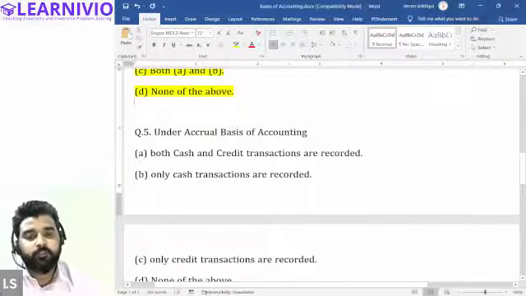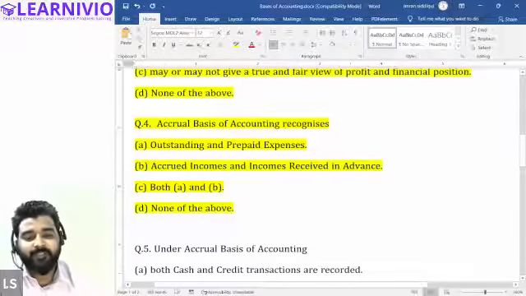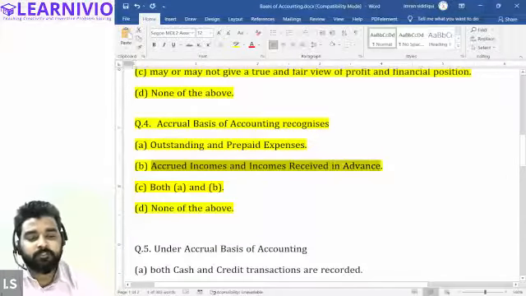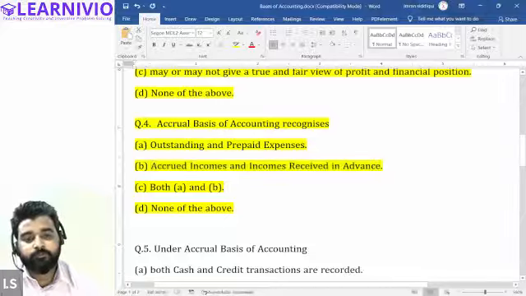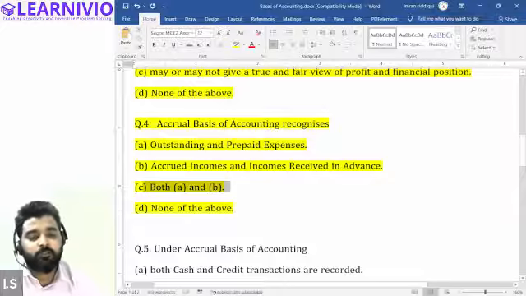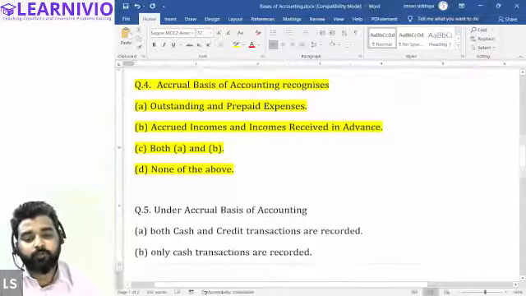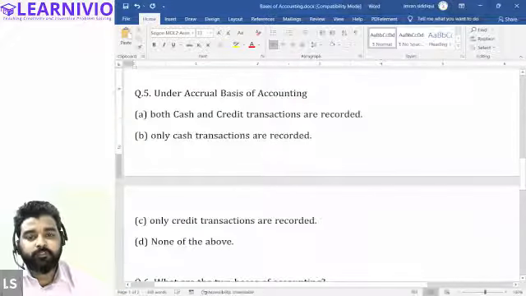Very good, Sameeksha. So, Steve, outstanding expenses and prepaid expenses are taken into consideration while preparing the accounts on accrual basis. Accrued incomes and income received in advance are also taken into consideration. Hence, option A and option B both are correct. That means option C will be the more appropriate answer. Option C is the correct option. Let's move to the next question.